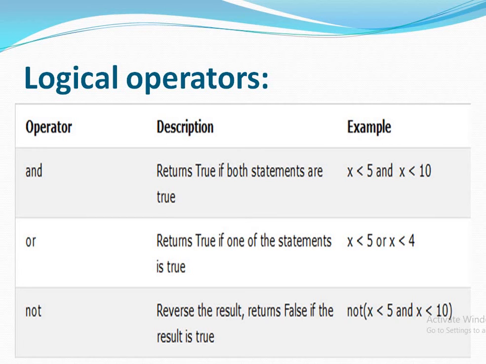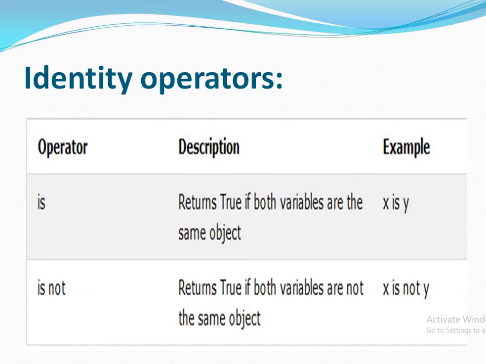So in case of the AND operator, both the operations should be true. In case of the OR operator, if any one of the operations is true, your OR operation will return true. In case of the NOT operation, whatever the result of the operation is, it will return the opposite or the reverse of that result. Next is identity operator.